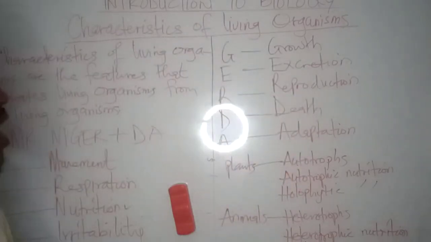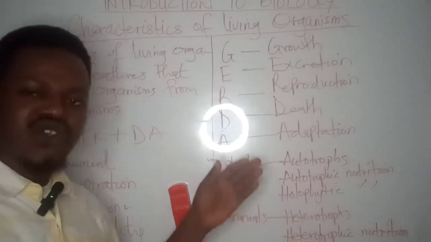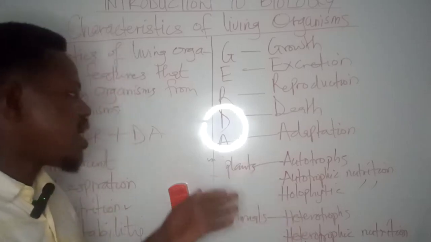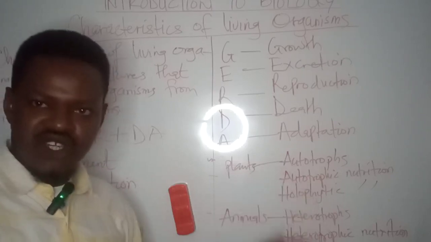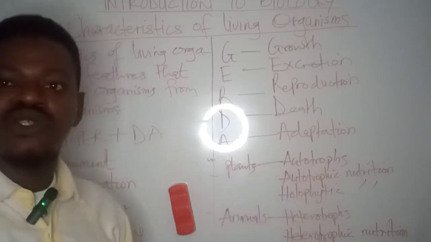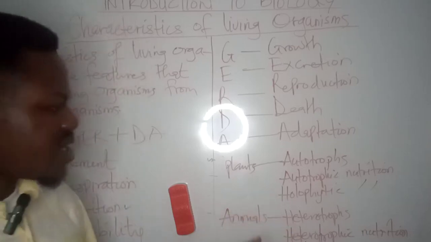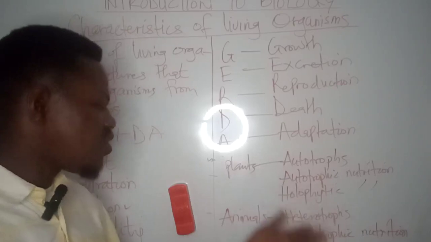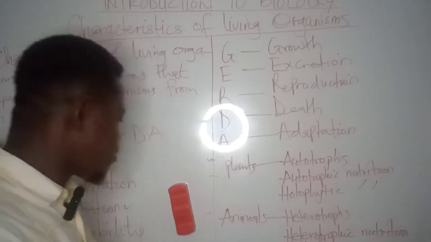Alright, so plants are autotrophs on the basis of their nutrition. They are referred to as autotrophic organisms, and they undergo what is called autotrophic or holophytic nutrition because they are able to synthesize their own food. Animals, on the other hand, are referred to as heterotrophs and undergo heterotrophic or holozoic nutrition.